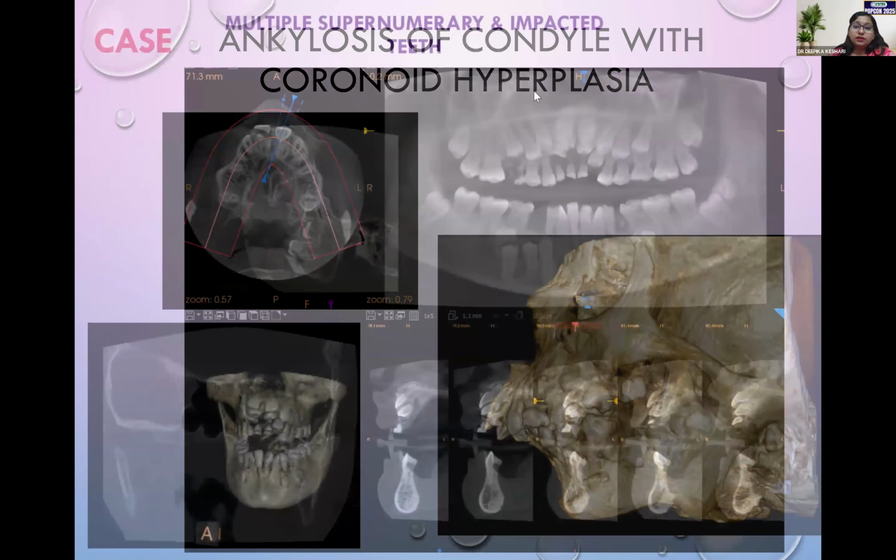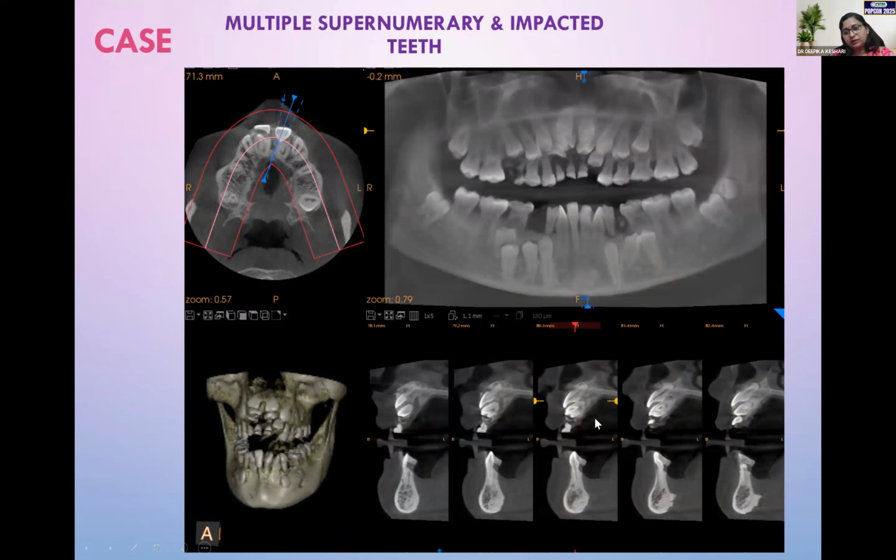This is the case of multiple tiers of supernumerary and impacted teeth. You can see 1, 2, and 3. 3 tiers in this case. So CBCT would be helpful in how to go about the treatment planning.